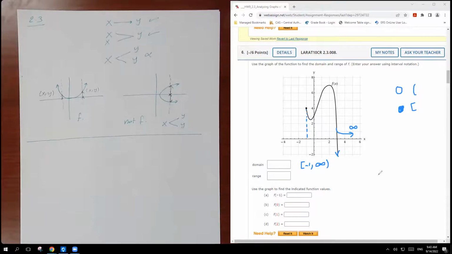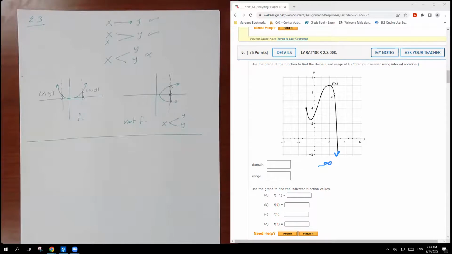Now let's check the range. For the range, we need to check the function with the y coordinate. So with the y coordinate, the function is going from this side to infinity. I always start the domain from left to right, and the range from bottom to top. So to the bottom, check the function with the y coordinate. The function goes to negative infinity because it keeps going. It doesn't stop at a certain point. If there were a closed circle here, that would mean it stopped. But now it keeps going, so it goes to negative infinity.